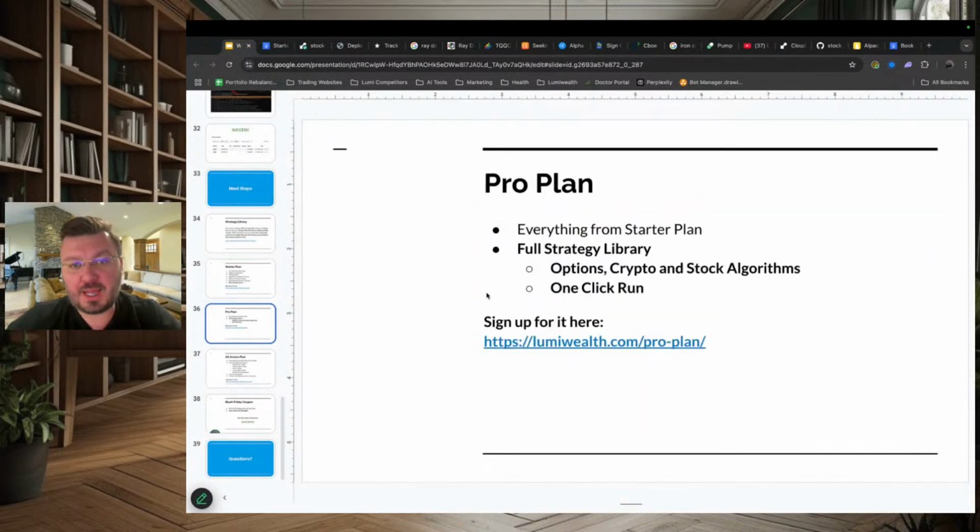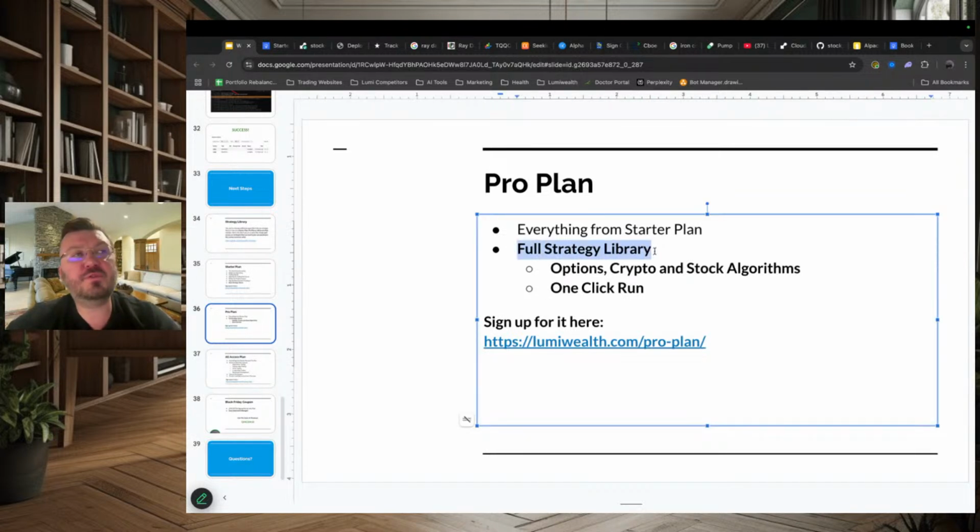Up next is our pro plan. It's definitely our most popular plan. If you guys are wondering what do people usually buy, this is the one that people usually buy, our pro plan. Okay, and the reason why people buy our pro plan is because you get the full strategy library. Every single strategy that I talked about today, you get it, plus anything that we make in the future, you're going to get access to that, plus all the stuff that we've done in the past.